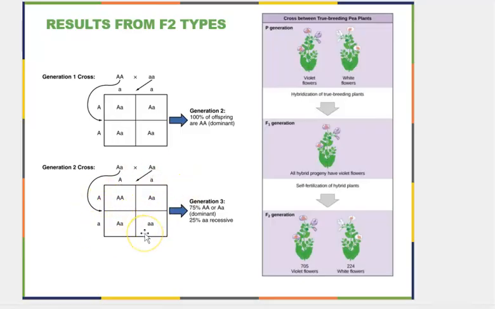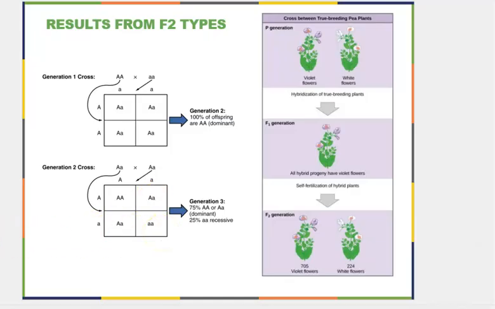You're going to get a 1-to-2-to-1 ratio. Or in this case, we only care if it's purple. All three of these are purple, and this one is white. Okay, so 3-to-1 phenotypic ratio. 75% will be purple, 25% will be white. We bring in this A down here, A here. Little a here, little a here. Then you bring them across. A here, little a, little a.